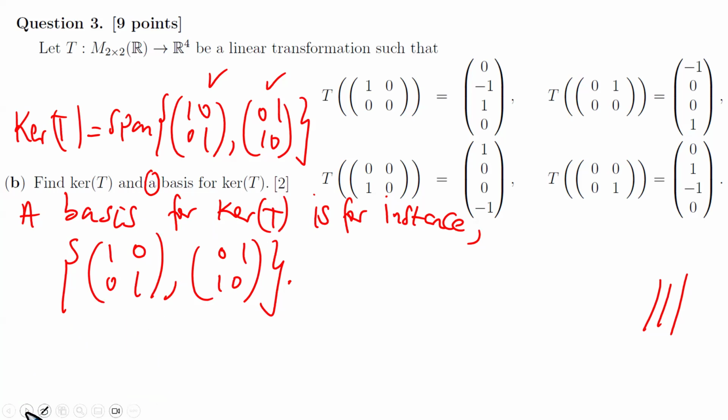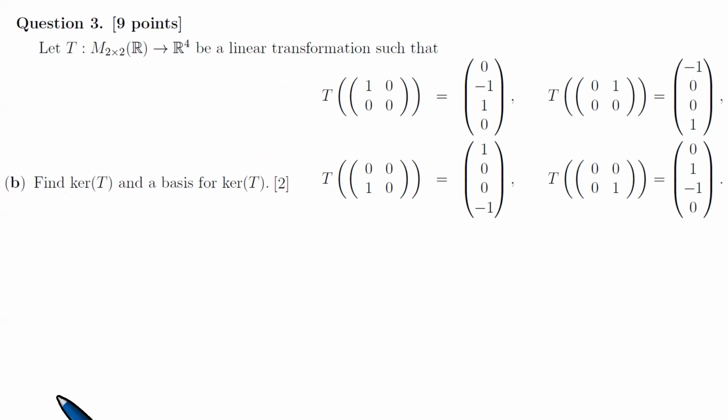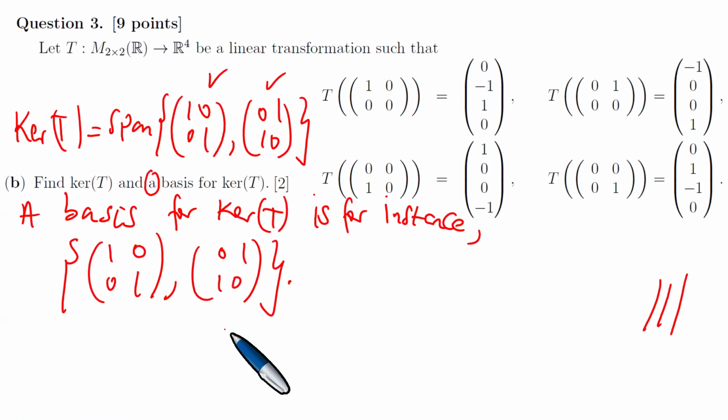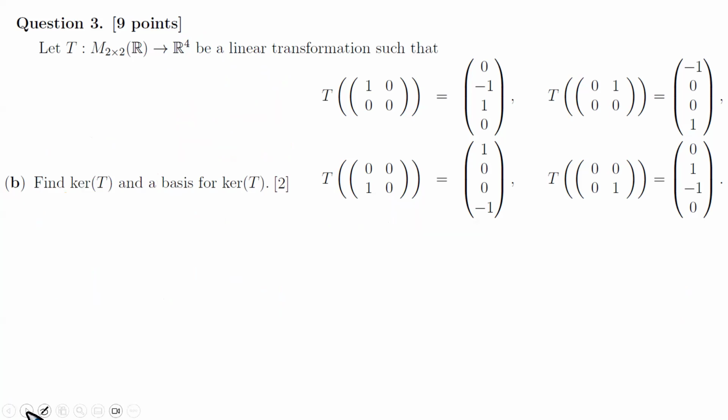Okay, now let's look at the next question. Can I ask something? Yes, please. With the kernel, we always set the transformation to the zero vector. Yes, you always equate the image of linear transformations to the zero vector. Always a zero vector. The zero vector sits in the codomain. Okay, look at the next question.